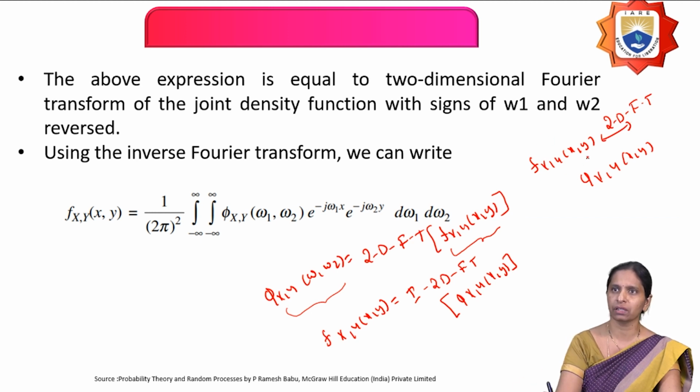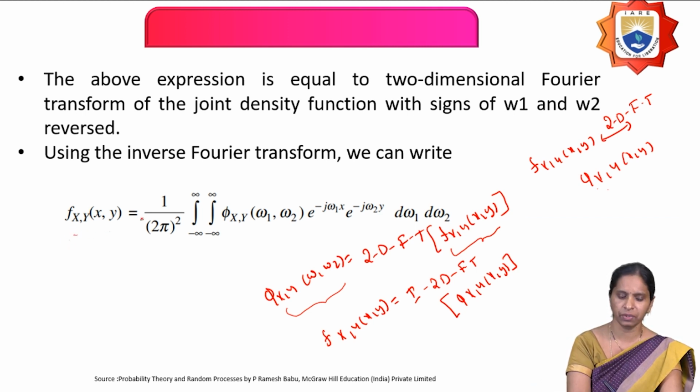It means the Fourier transform of the joint density function is equal to the joint characteristic function, and similarly the inverse two-dimensional Fourier transform of the joint characteristic function is equal to the joint density function. But in place of the minus sign we get plus here, and in place of plus we get the minus sign. Therefore, you can write the joint density function as the two-dimensional inverse Fourier transform.